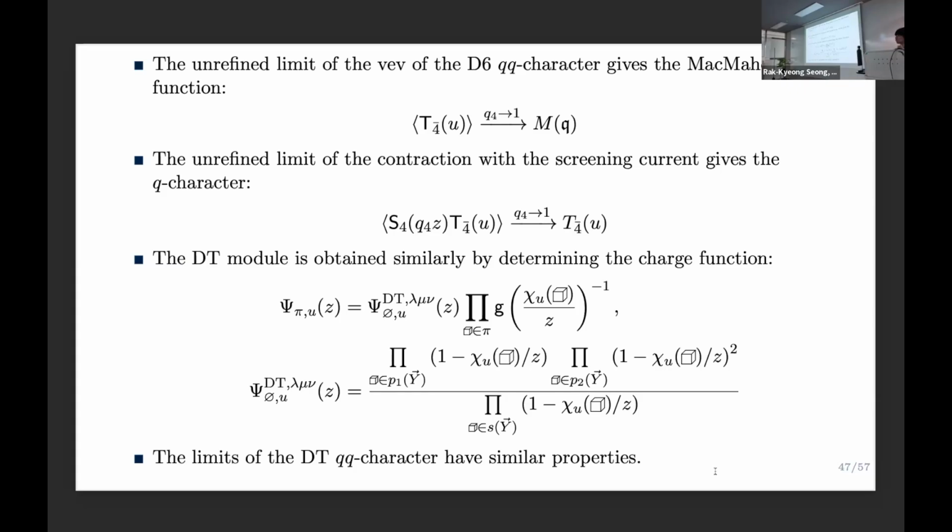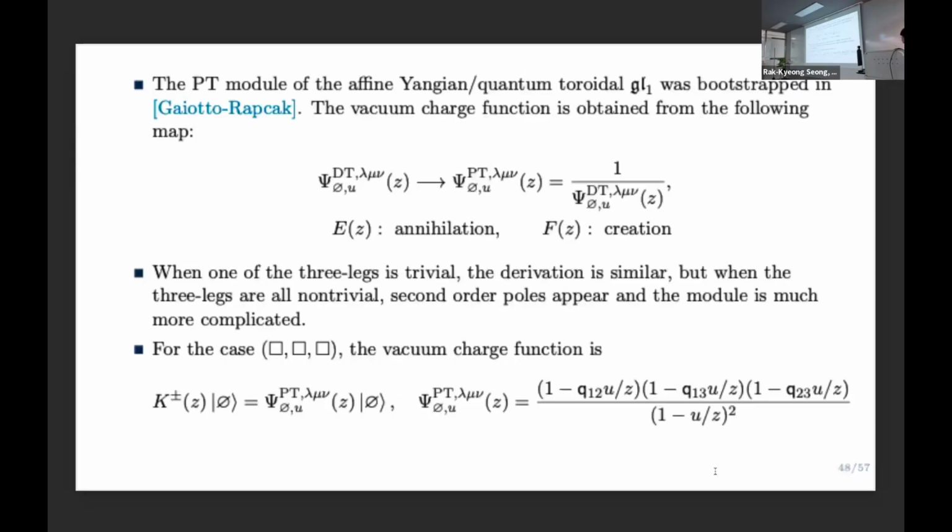Then you can also next consider the DT module, the Donaldson-Thomas module. In this case, everything is similar. The different parts, how you determine the vacuum, the charge function, and everything is similar. So if you take the unrefined limit of the DT QQ character, you get the character of this DT module. And if you study the correlation with the screening charge and take the limit, you get the Q character of this DT module. But the question is how you understand the algebraic perspective of this PT module.